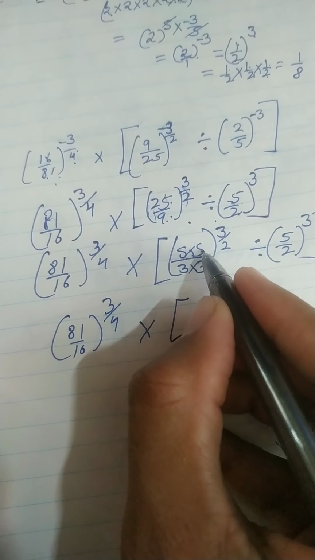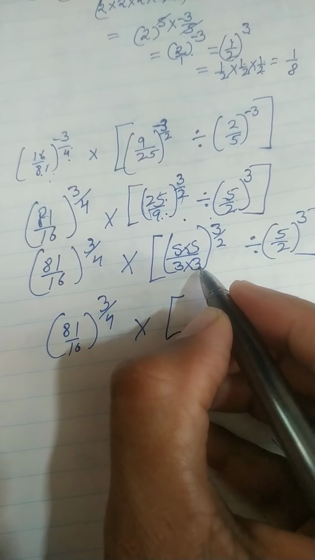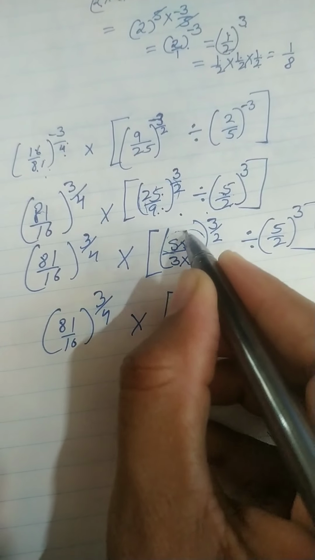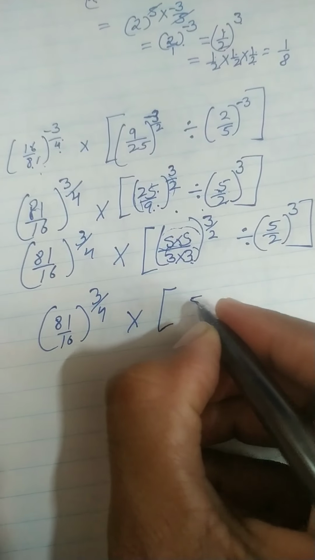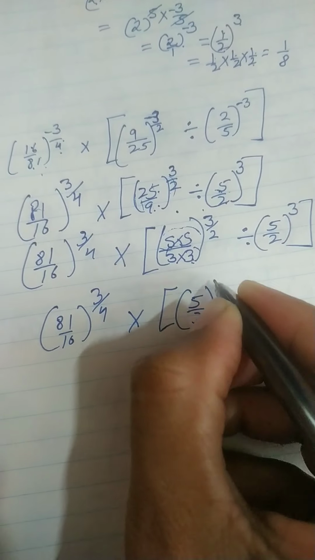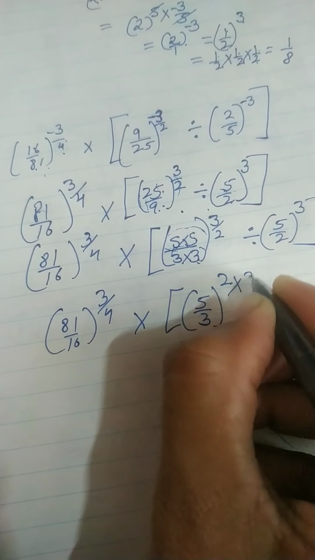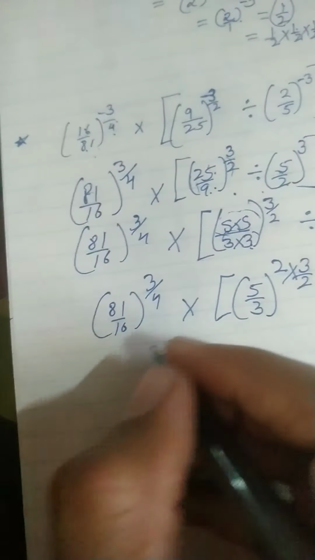How many times is 5 written? 2 times. How many times is 3 written? 2 times. Both 2 times, you have to make them the same. So the common power is 2 and the outside power is 3 by 2. I will clear this step in rough work.